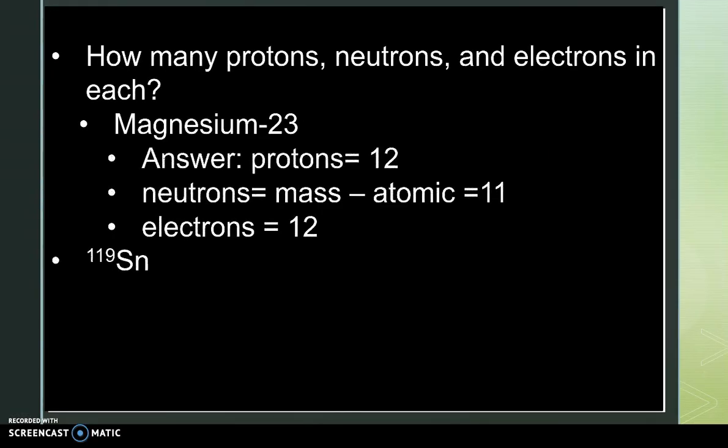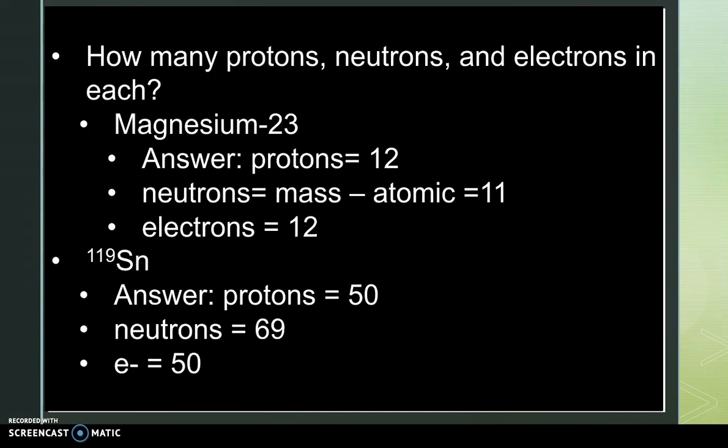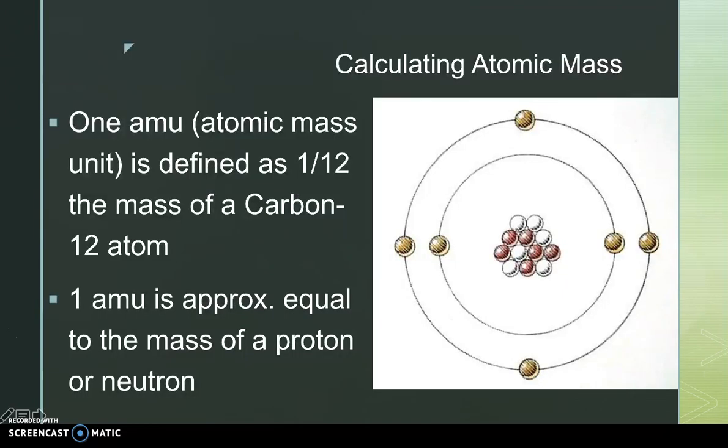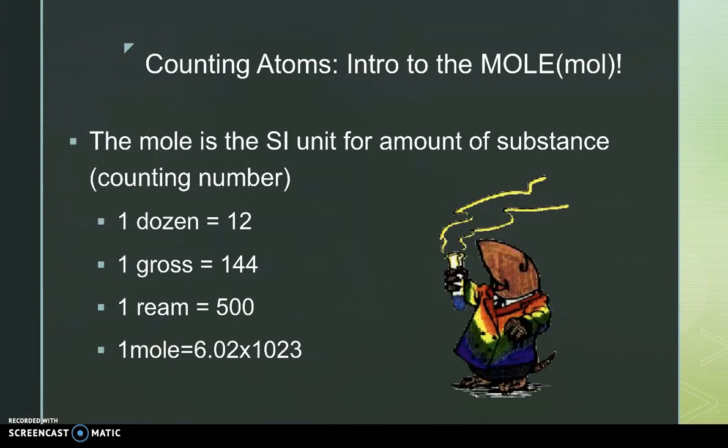And then here are some more examples, just breaking down. Okay, looking at magnesium 23. Magnesium has a mass number of 23. So I'm going to subtract 23 from my atomic number, which is 12, and I get 11. So I have 11 neutrons. And then because this is not an ion, we're not dealing with ions, I have 12 electrons because I have 12 protons. And this is going over again, that AMU.